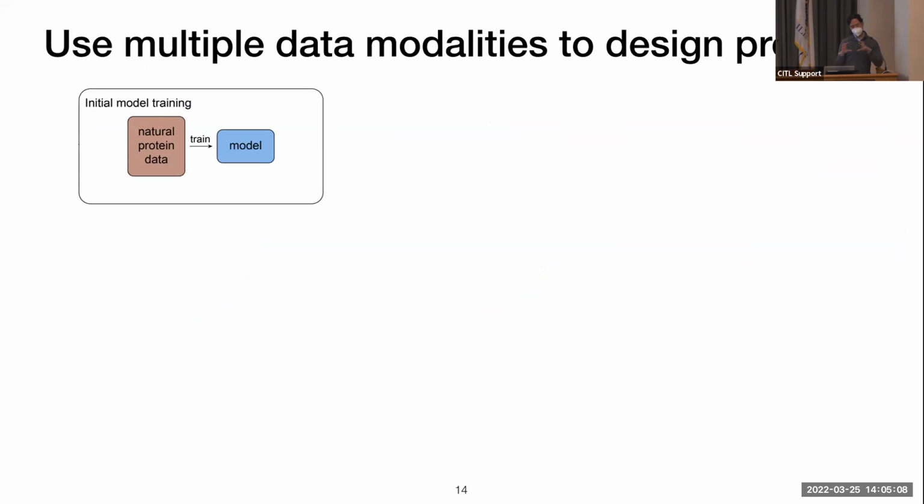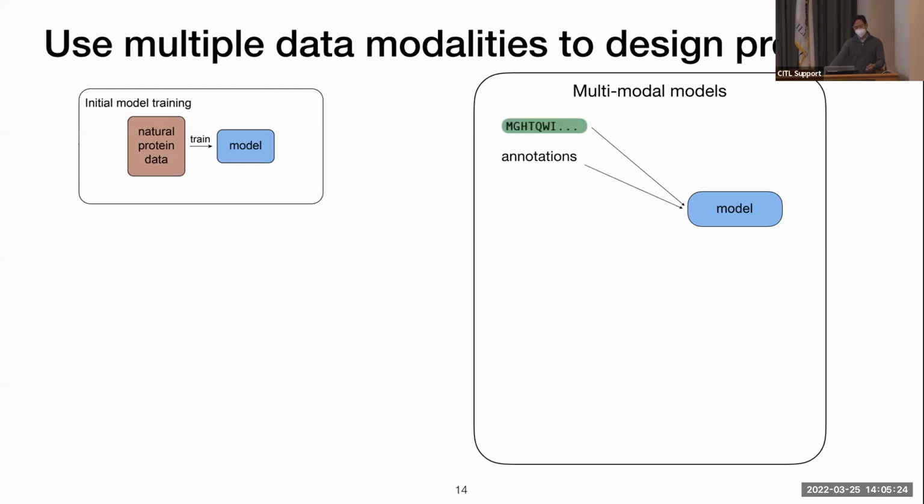So now I'm going to come to my central claim here, which is that we should use multiple data modalities in machine learning to design proteins. The idea is, during your initial model training, you look at natural protein data. That could include sequence. It might include annotations, like GO annotations, EC numbers, or Pfam. You might also want to look at structure, either experimental or predicted. Or you could look at substrates or ligands. You could look at free text from the papers that describe the proteins.